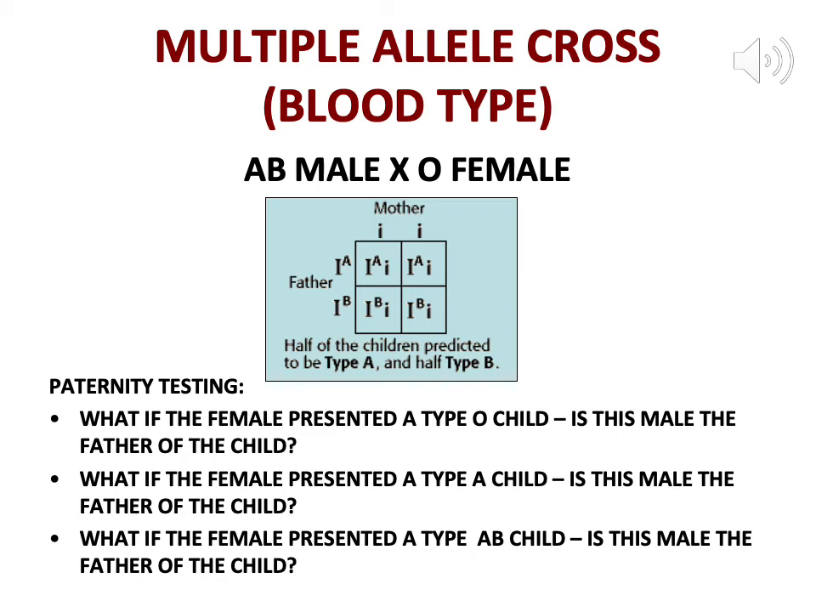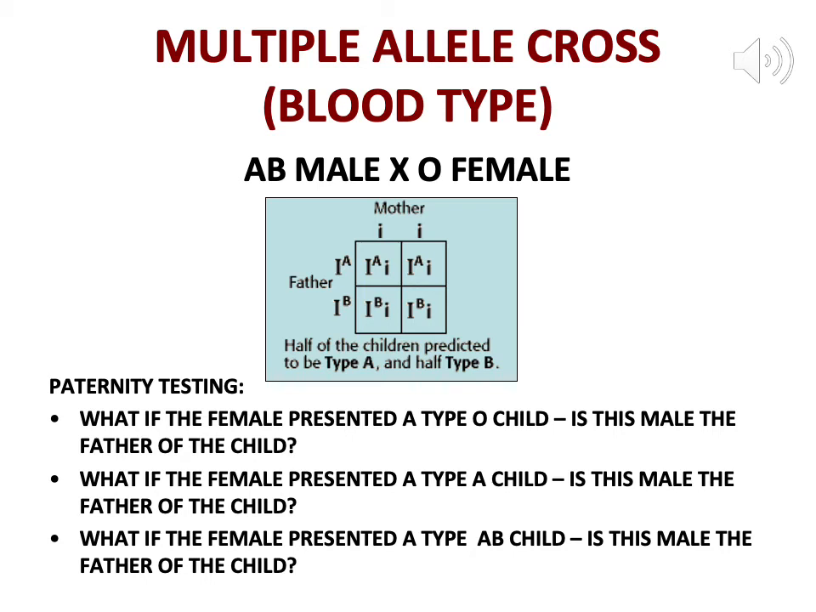But now think about it. This mother is type O. This mother has only lowercase i alleles to contribute. This child doesn't have any lowercase i's. This child is type AB. This child is I superscript A, I superscript B. The judge would look at this woman and say, where did you get this child? This child is not yours.